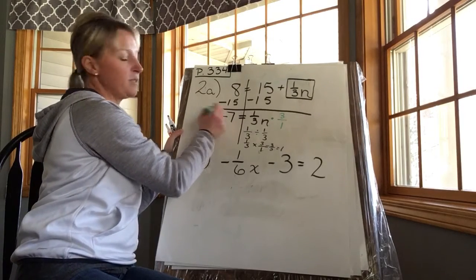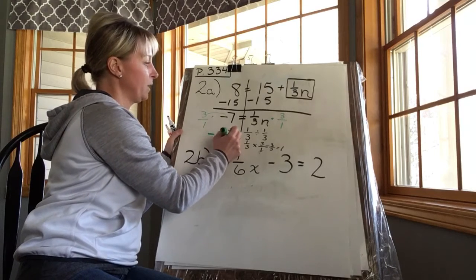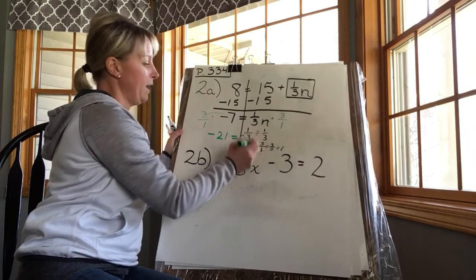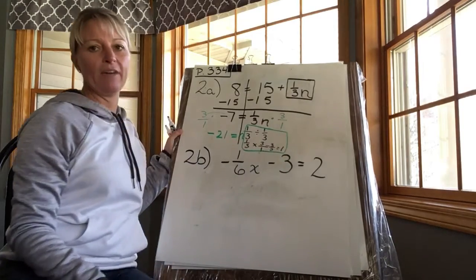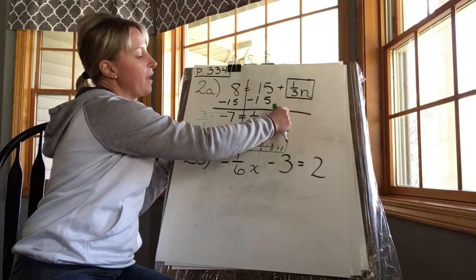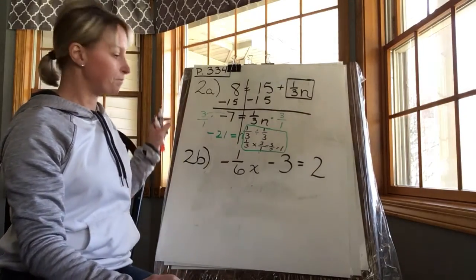So 3 times a negative 7 is a negative 21. So negative 21 equals n. And that bypasses all of what we would have to do. But that's the concept, and that is how they got it: you're just multiplying by the 3. Remember, the dot is multiplication.